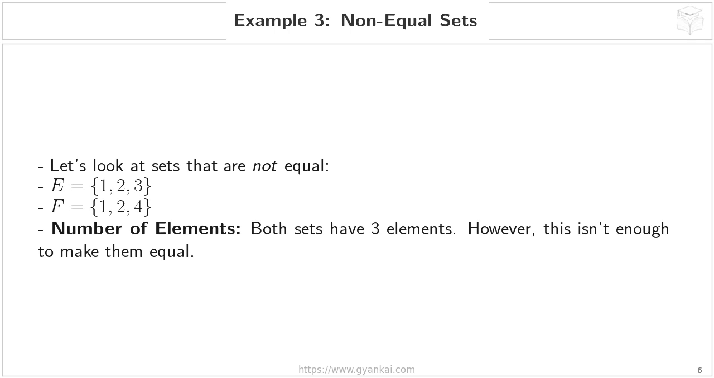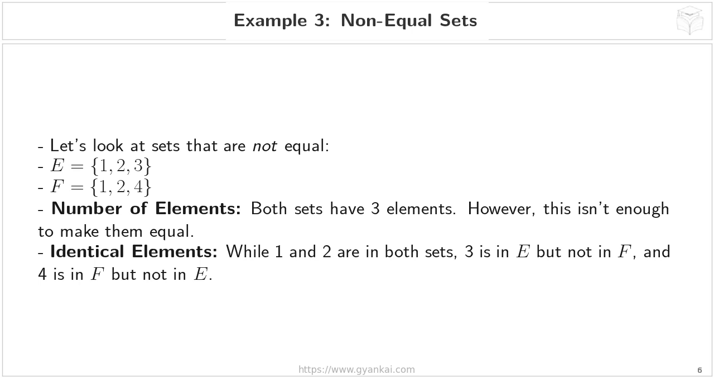Now let's check if these sets are equal, remembering our two conditions. First, let's look at the number of elements. Set E has 3 elements, and set F also has 3 elements. So, they pass the first test, but as we discussed earlier, having the same number of elements isn't enough on its own. Let's move on to the second condition, identical elements. If we carefully compare, we see that 1 and 2 are present in both sets. However, 3 is in set E, but it's missing from set F, and conversely, 4 is in set F, but it's not found in set E.